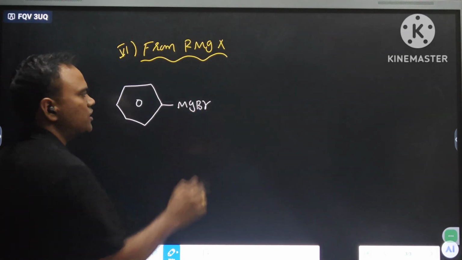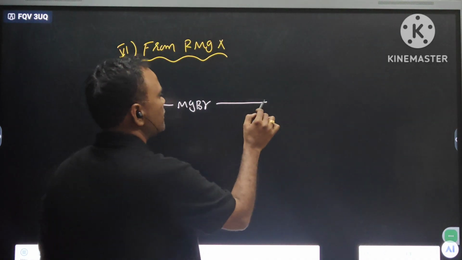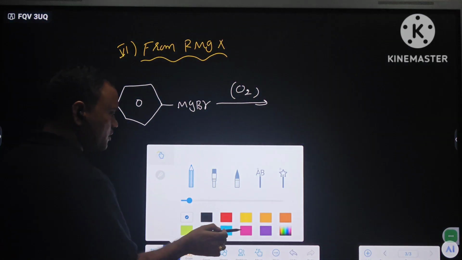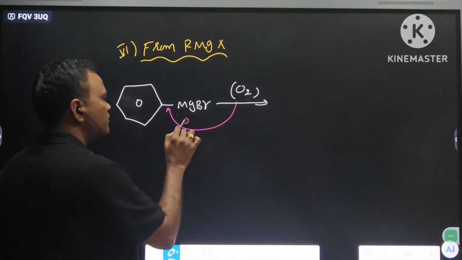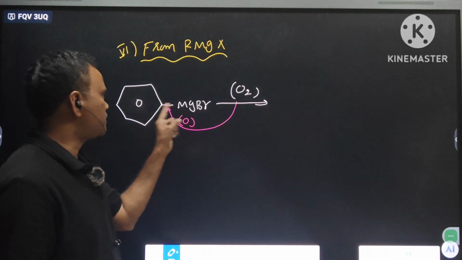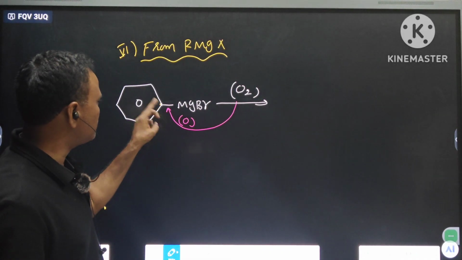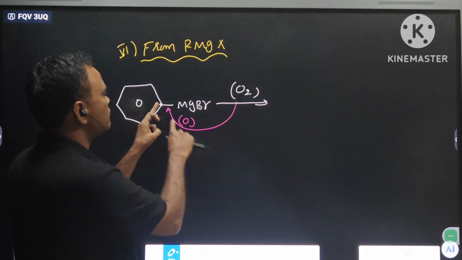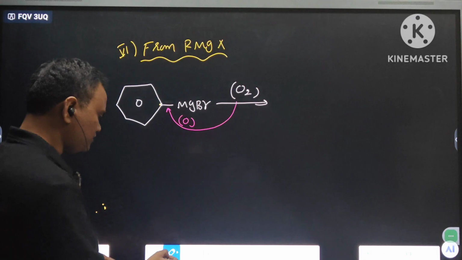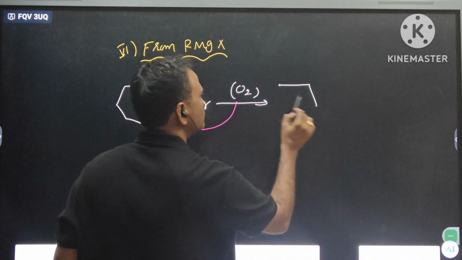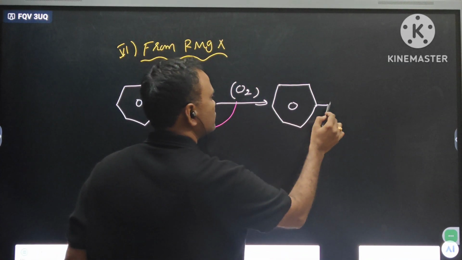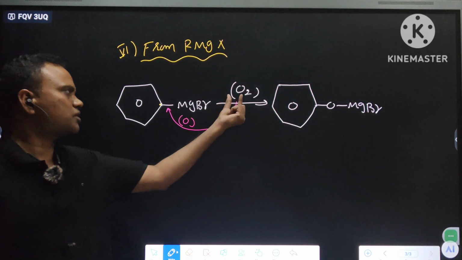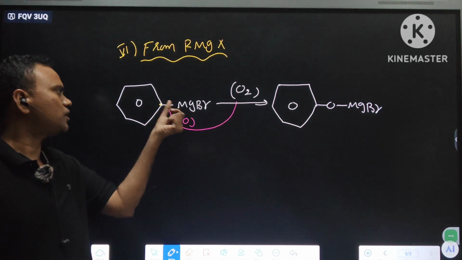Phenyl magnesium bromide, a Grignard reagent. When the Grignard reagent is exposed to air or treated with oxygen, one oxygen is inserted between the magnesium atom and the carbon atom. Here carbon is in the ring, here magnesium is there. In between these two, oxygen is inserted, giving O, Mg, Br. Clear? This step is okay.